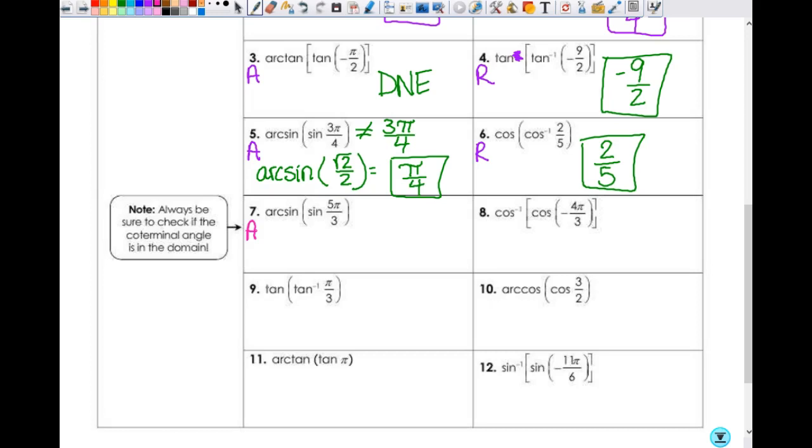Well, 4th quadrant really is okay with arcsine, right? The problem is we can't call it 5 pi thirds. So instead, I really have the arcsine of the sine. What could we call this for it to work for arcsine? Negative pi thirds. Good. And so still, I don't even have to know the values, but you should. And your answer is negative pi thirds.